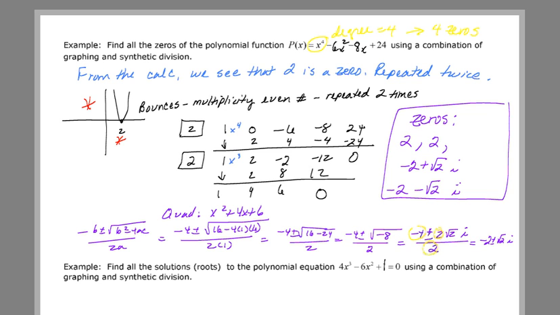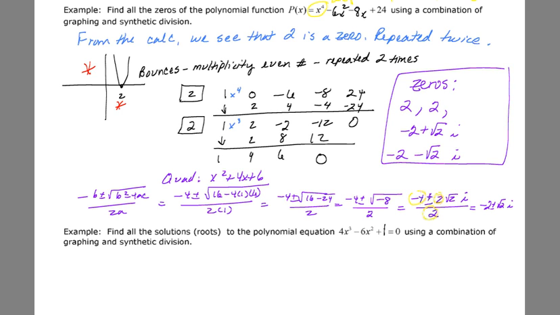And so that's how we can use a combination of graphing and synthetic division. Now, it doesn't matter if it's a polynomial function or if it's a polynomial equation. Solutions or roots to polynomial equations will be found the exact same way we found zeros to polynomial functions. So solutions are found the same way as zeros.